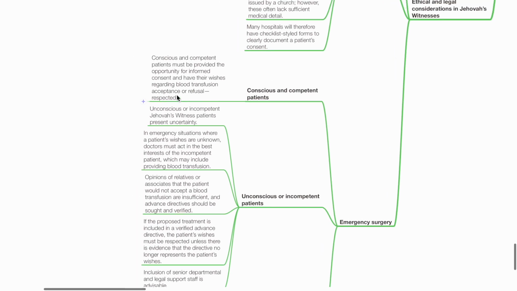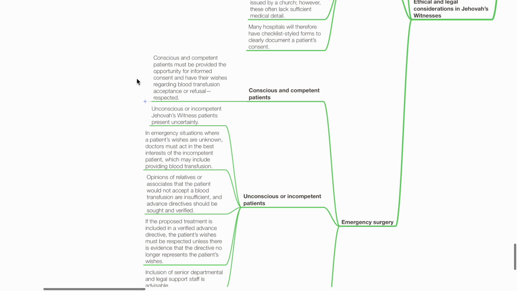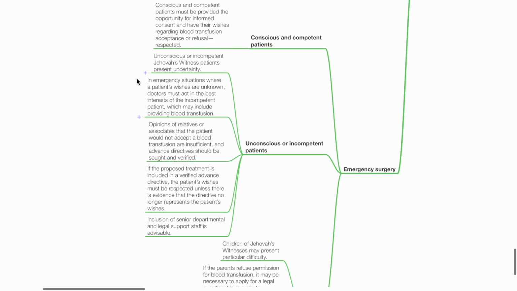In emergency surgery, conscious and competent patients must be provided the opportunity for informed consent and have their wishes regarding blood transfusion acceptance or refusal respected. For unconscious or incompetent patients, this presents with uncertainty. In emergency situations where the patient's wishes are unknown, doctors must act in the best interest of the incompetent patient, which may include providing blood transfusion. Opinions of relatives or associates that the patient would not accept a blood transfusion are insufficient. Advance directives should be sought and verified. If the proposed treatment is included in a verified advance directive, the patient's wishes must be respected, unless there is evidence that the directive no longer represents the patient's wishes. Inclusion of senior departmental and legal support staff is advisable.